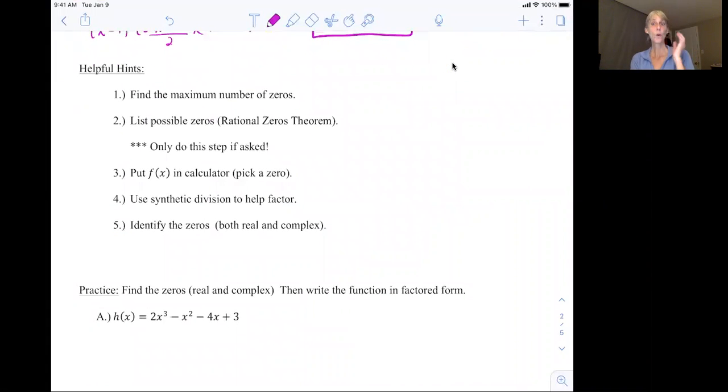So it does sort of match up. Some helpful hints when you're given an equation. We should have done this first. I'm a bad teacher, but we should always identify the maximum number of zeros you're looking for. Then you're going to use the rational zero theorem, but I'm only going to make you do this step if asked. If you're working through a problem and I don't tell you to list all the zeros, you can jump straight to the calculator. Put f of x in your calculator and pick a zero. Use synthetic division to help you factor, and then identify all the zeros. Remember, a complex zero just means it's imaginary: you had to use the quadratic formula and wound up getting a negative under your radical.